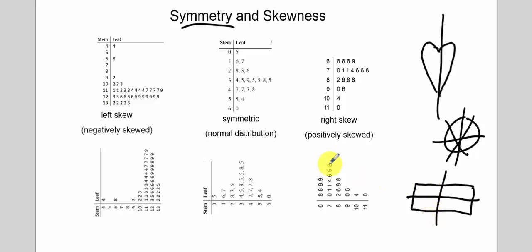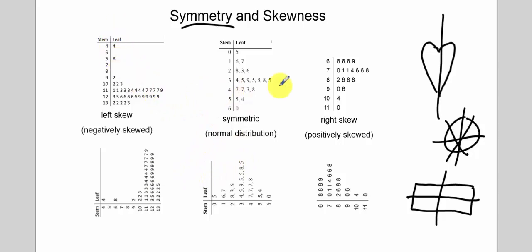This graph here appears to be symmetric because it appears to have a high middle and then two branches that are roughly equal on both sides. It's not completely symmetric because you'll notice to the right of this high point there are 4 numbers, to the left there are 3 numbers, but it looks kind of like a perfect mountain shape, if you will.